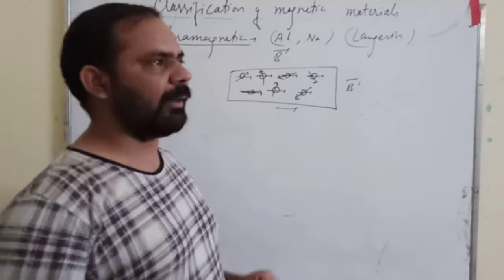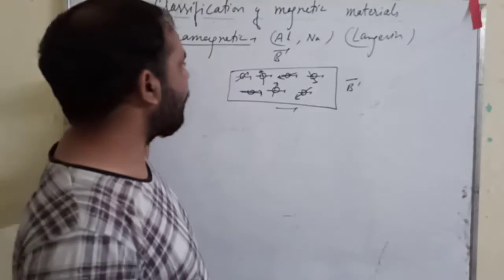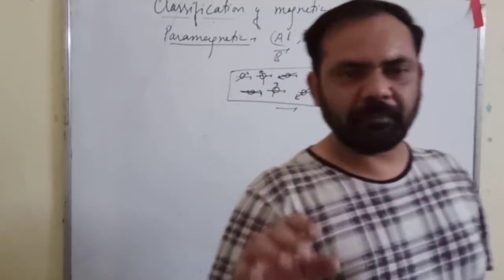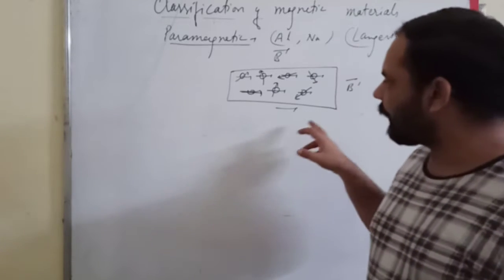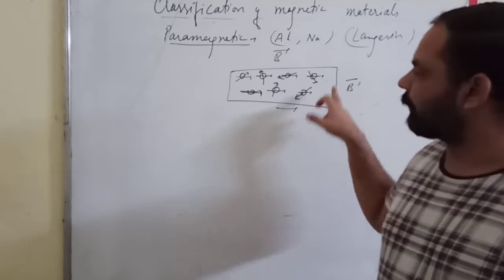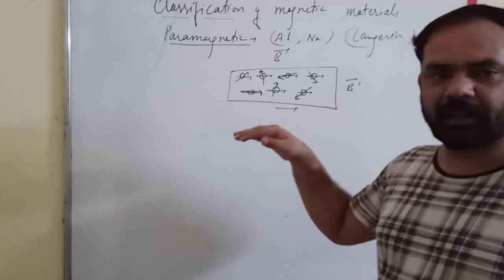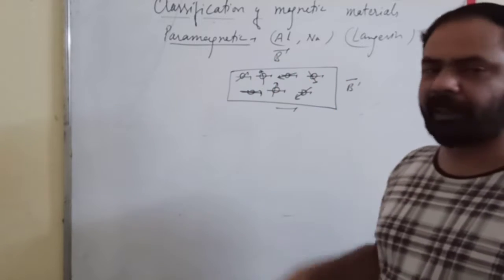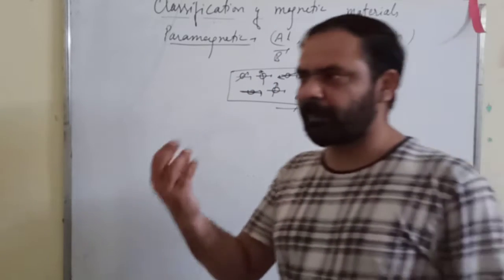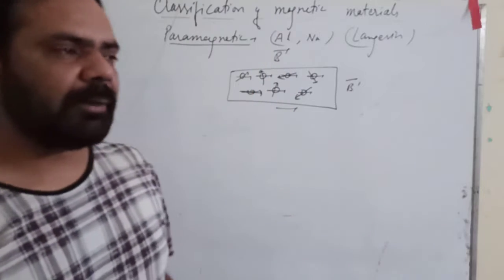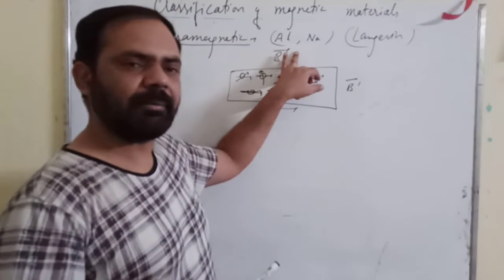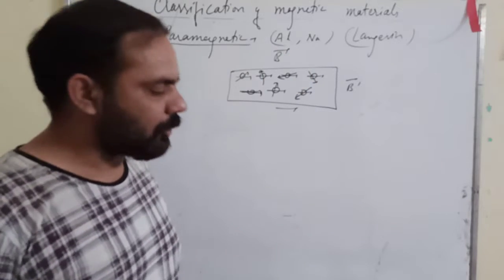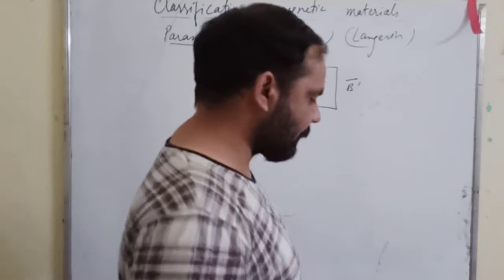They get weakly magnetized. So what is the definition of paramagnetic materials? The materials which get feebly magnetized along the direction of the magnetizing field are called paramagnetic materials. A small amount of magnetization will be there, but it will be along the direction of the magnetizing field. In diamagnetic materials, it was opposite to the magnetizing field. So they are paramagnetic materials.